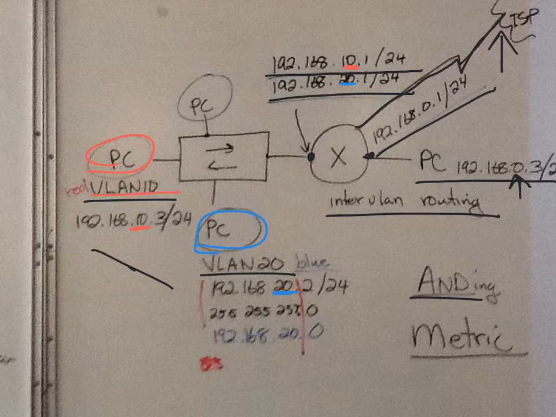Remember, the routing does the work. We talked about the metric. So if blue wants to talk to red, it would come into the router and get routed back out on the red VLAN.